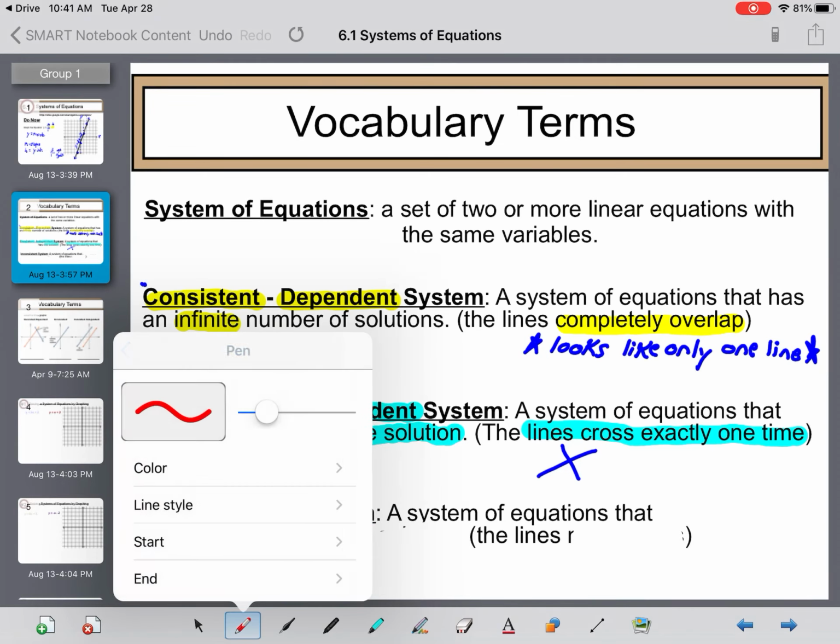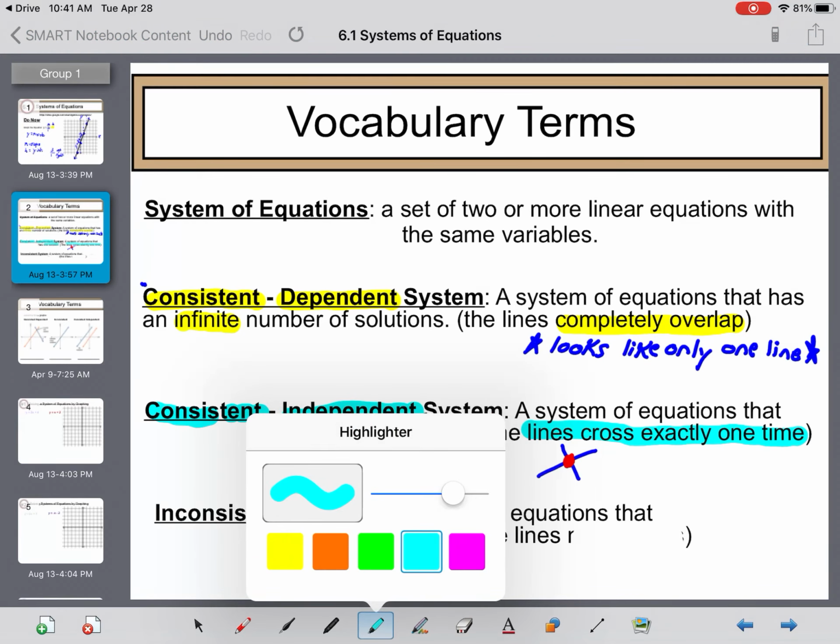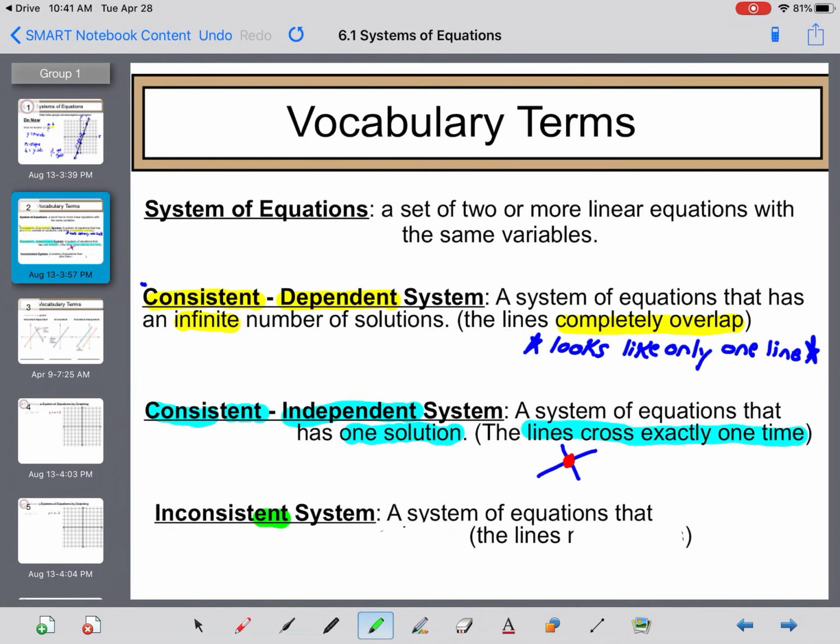The solution being the point where they cross. We're going to look at more examples of these, so don't get overwhelmed if you're a little unsure at the moment. Then the last type of system is an inconsistent system. Inconsistent is a system of equations that does not have a solution. The lines never cross.